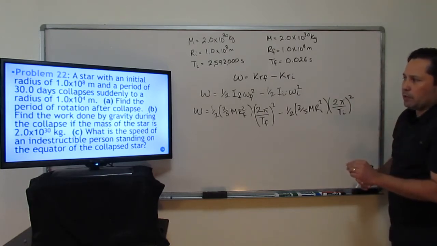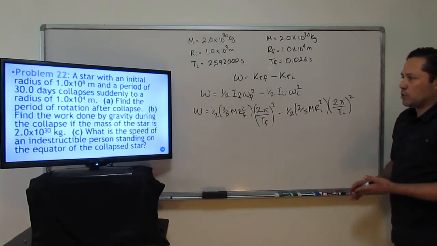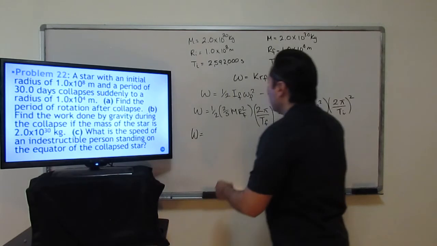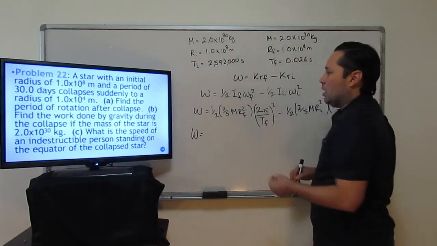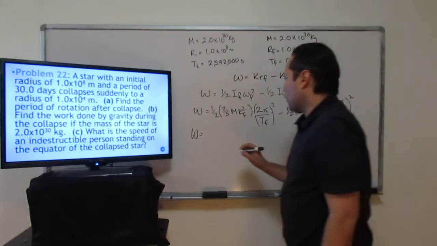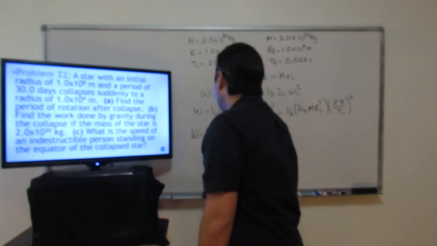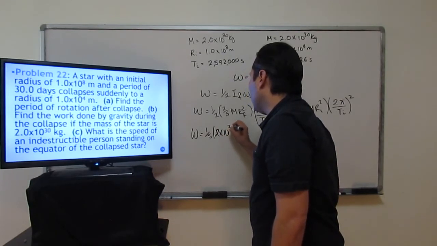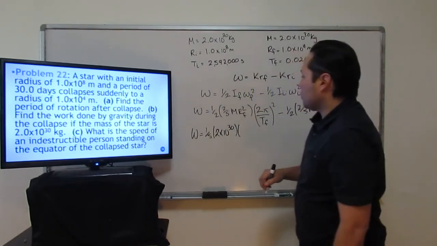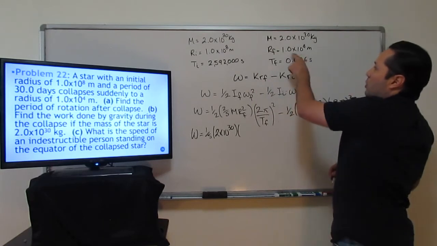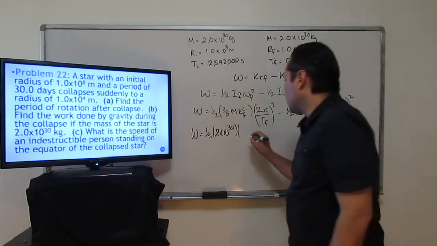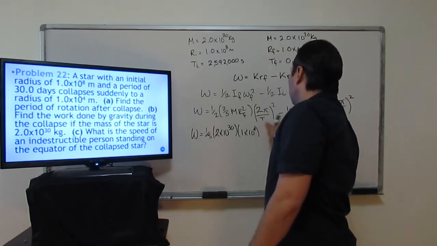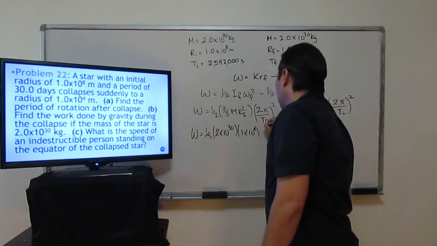We can plug in the values and solve for this. So let's go ahead and do that. Work is equal to 1/2 times 2 over 5, so it's going to give us 1 over 5. The mass of this planet was 2 times 10 to the 30. The radius of the planet final was 1 times 10 to the 4, and that's going to be squared. 1 times 10 to the 4 squared. Let me move this up a bit, give us some more space.